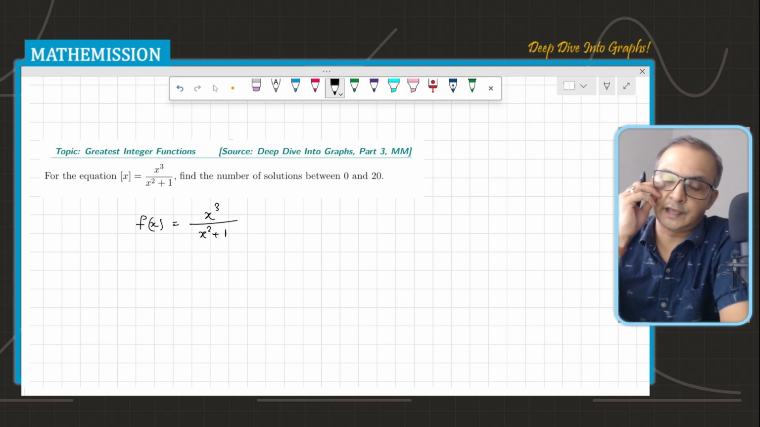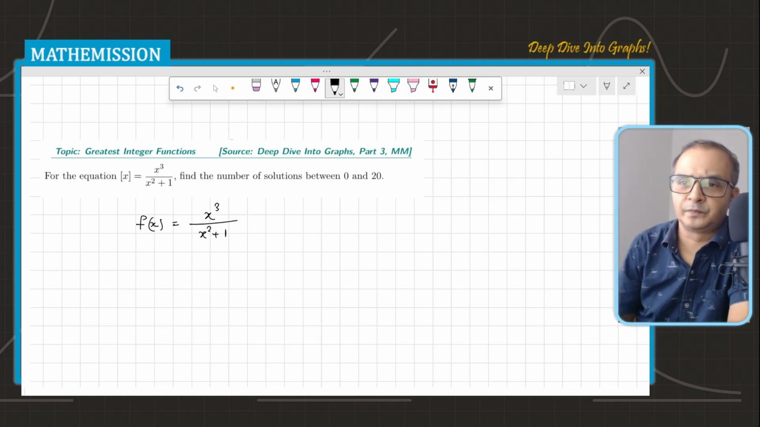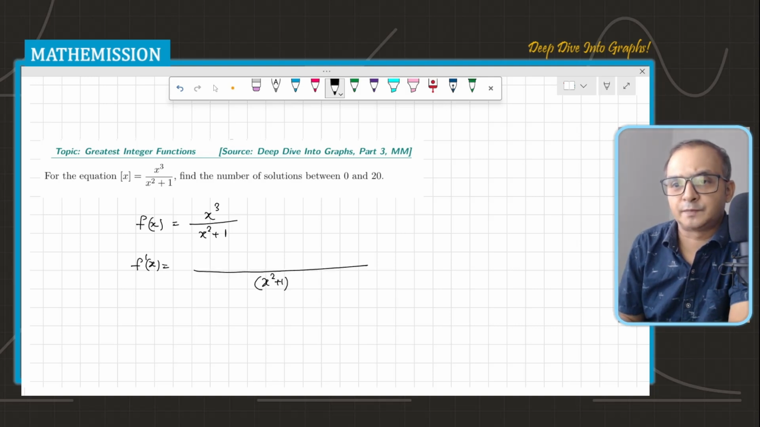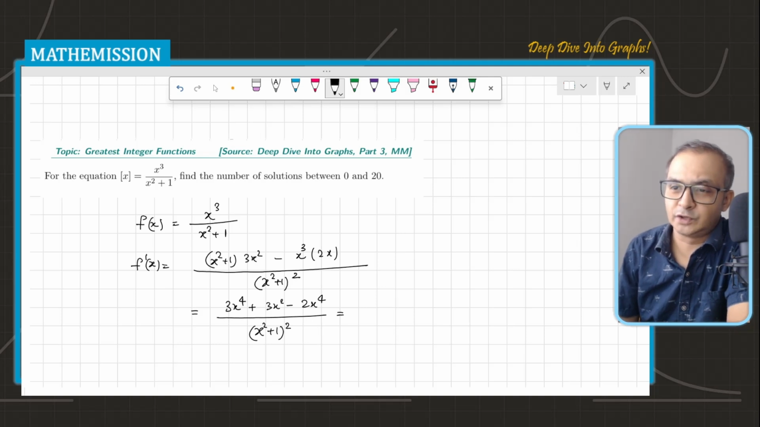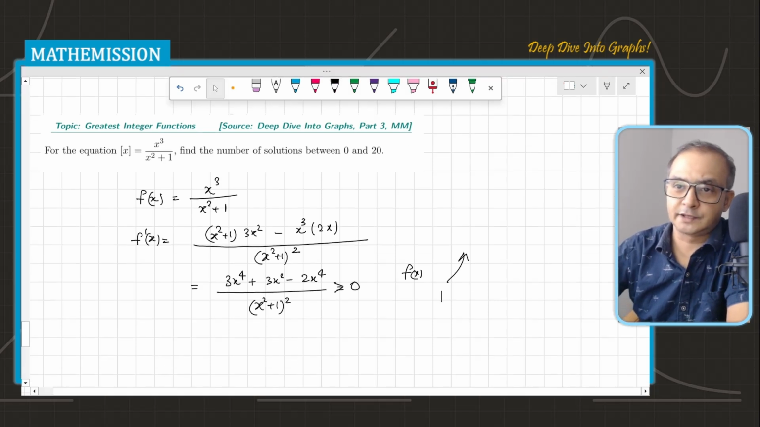So we can apply calculus to think about whether the function is increasing or decreasing. You can think by differentiating also. So f dash x will become always positive. Let's try to figure it out. (x squared plus 1) the whole square, x squared plus 1, 3x squared minus x cubed and 2x. So I'll get 3x to the power 4 plus 3x squared minus 2x to the power 4. You can see that each quantity we have encountered is positive. So this is always positive, I can say. It means the function x cubed by x squared plus 1 is always an increasing function.